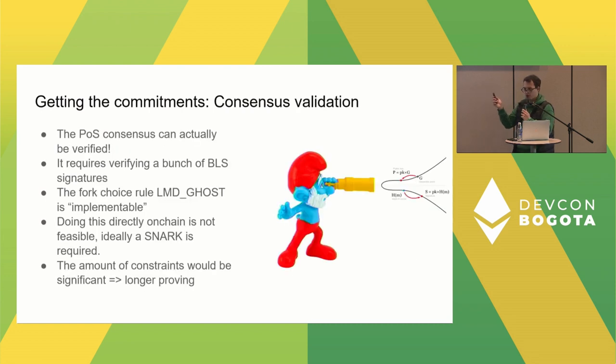Another approach, consensus validation. By the way, this gremlin is supposed to verify a bunch of BLS signatures. I hope it's self-explanatory. Okay, so maybe a bit of an intro. Right now we have PoS as the native consensus algorithm on Ethereum, which is pretty great because verifying the consensus is finally doable. Before, verifying the hashing function Ethash, which was used for proof of work, was very memory intensive, so not possible to do inside the SNARK or on-chain directly. It was almost impossible. Now we also have this fork choice rule called LMD-GHOST, which is implementable. But doing all of this directly is pretty expensive, so we ideally need to wrap it inside the SNARK.